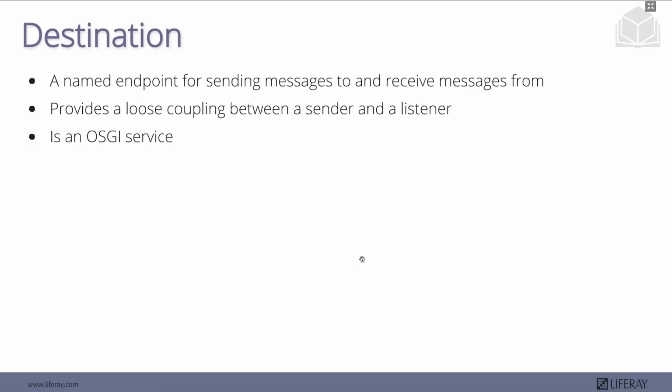Let's take a look now at our destinations. Destinations are the endpoint to receive the message. This provides for us a loose coupling between the sender and the listener. We could just be sender-listener, but with the destination in mind, it provides a layer of abstraction as well as more modularity. And this destination is also an OSGi service.